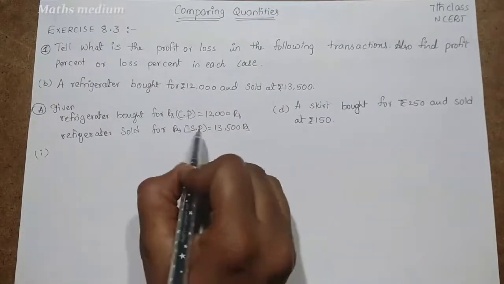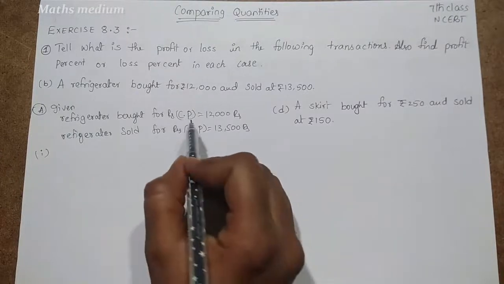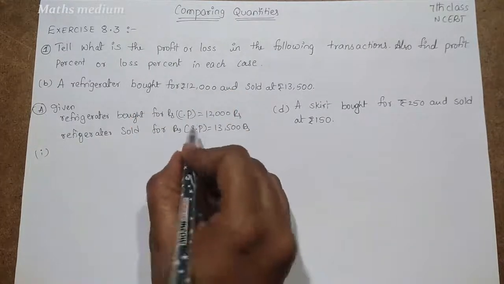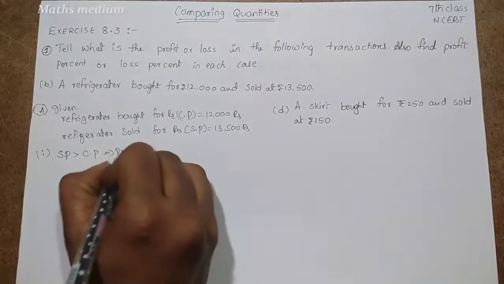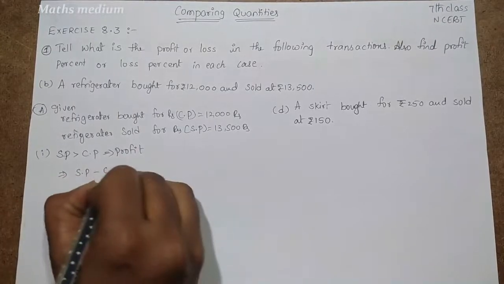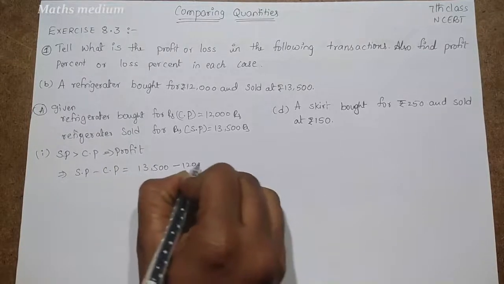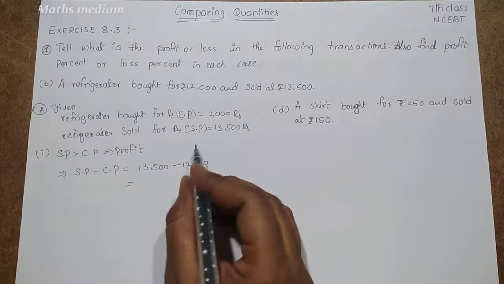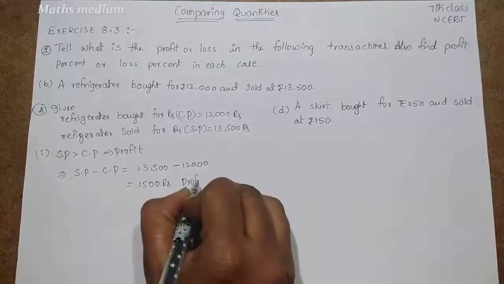If CP is greater than SP, it is a loss. If SP is greater than CP, it is a profit. If CP is equal to SP, there is no loss and no profit. Here SP is greater than CP, so it goes to profit. We have to find the profit money first of all. Therefore, SP minus CP is equal to 13,500 rupees minus 12,000 rupees, which means 1,500 rupees is profit. So it is called profit.